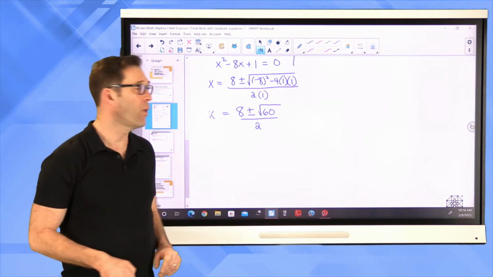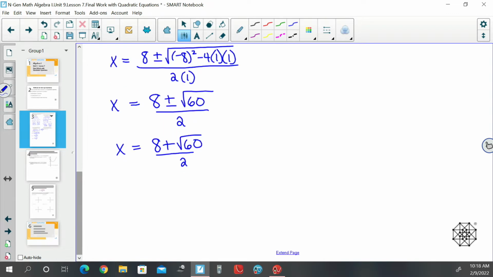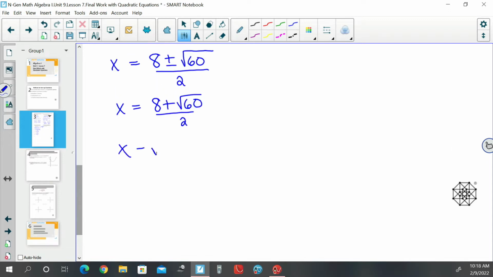Okay, what we want are two answers. One of them being x equals 8 plus the square root of 60, all divided by 2. And the other one being 8 minus this, whoops, that's not 8. Let's try that again. X equals 8 minus the square root of 60 divided by 2. All right, I'm looking for both of these just to the nearest tenth.